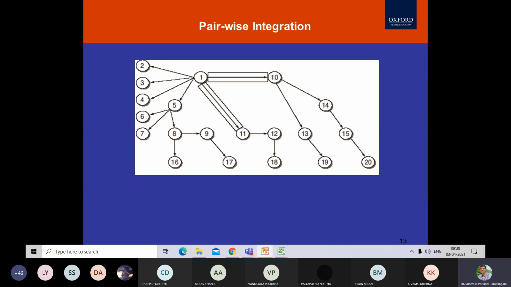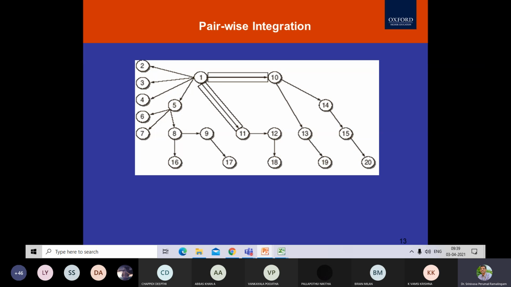Can you tell me which nodes have a successor? 1, 5, 8, 9, 11, 10, 12, 13, 14, 15. So 10 nodes are having a successor.